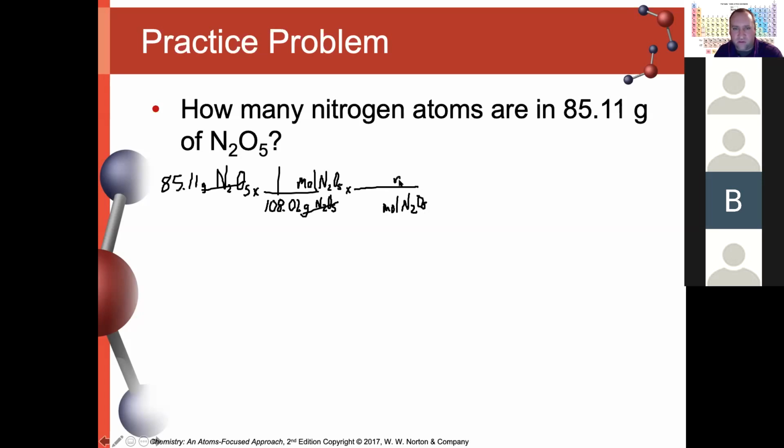Now the second conversion here, I want to go from moles of dinitrogen pentoxide to moles of just straight up nitrogen. For that, that's where the chemical formula comes in. I know that for every one of these, I am going to get 2 nitrogens. And so my moles cancel out. I'm left now with just moles of nitrogen.